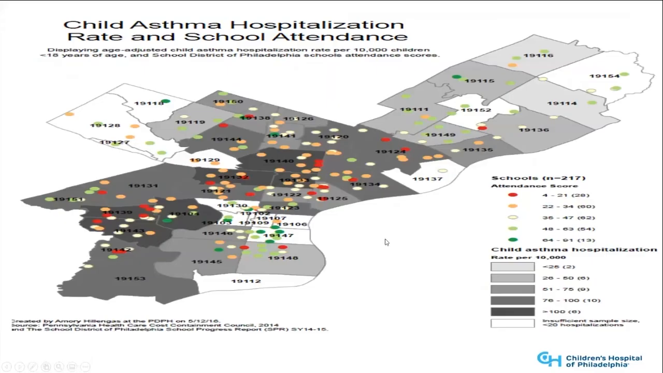And then our partners actually looked at child asthma hospitalization rate and school attendance, and found similarly the darker areas had the higher rates of hospitalization, and where these red dots are is where you have low school attendance rates, where the red dots are 4 to 21%. So again, really examining the root causes.